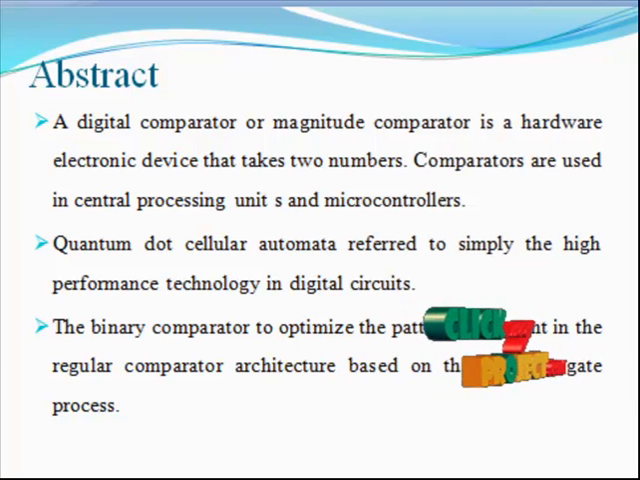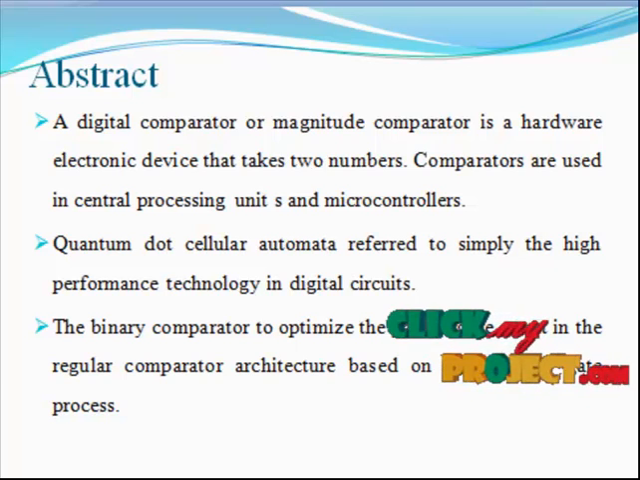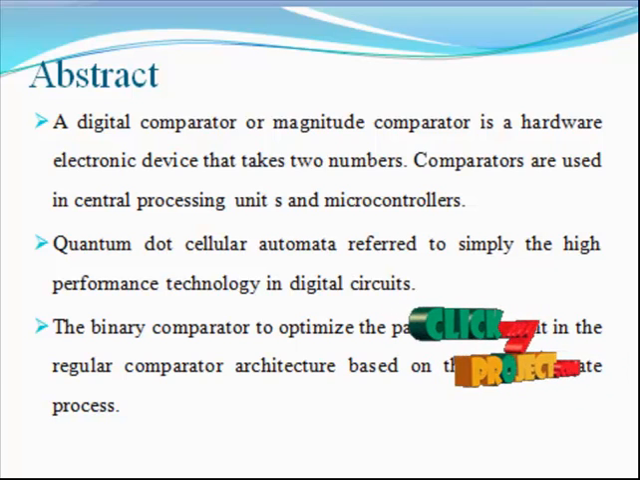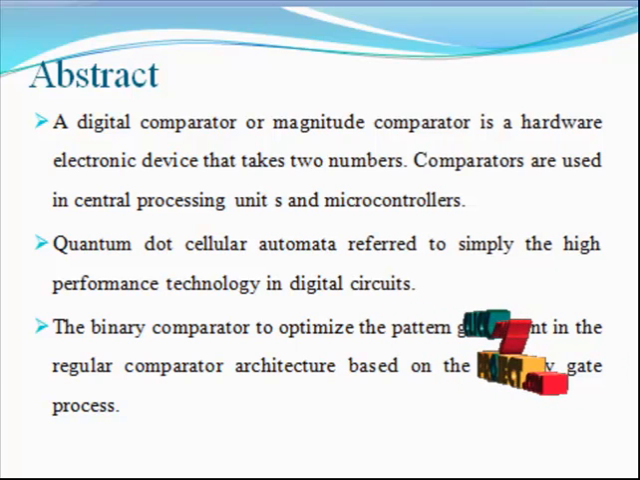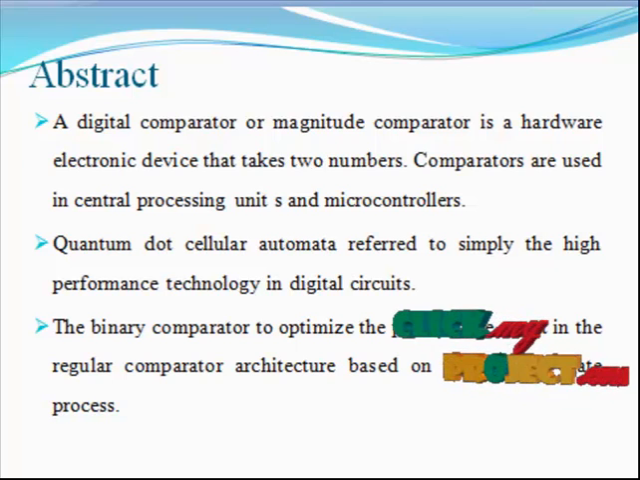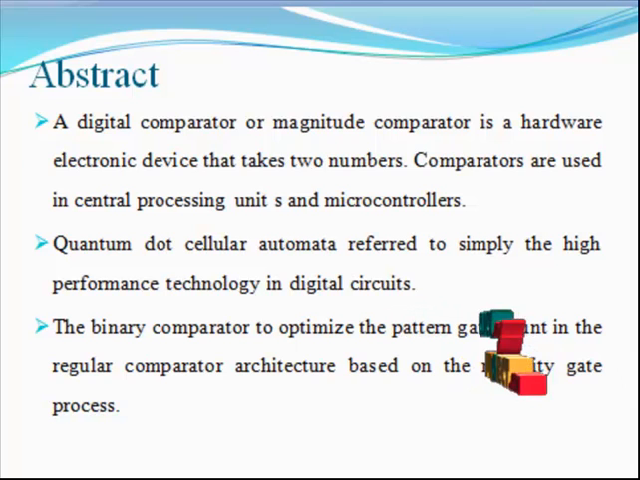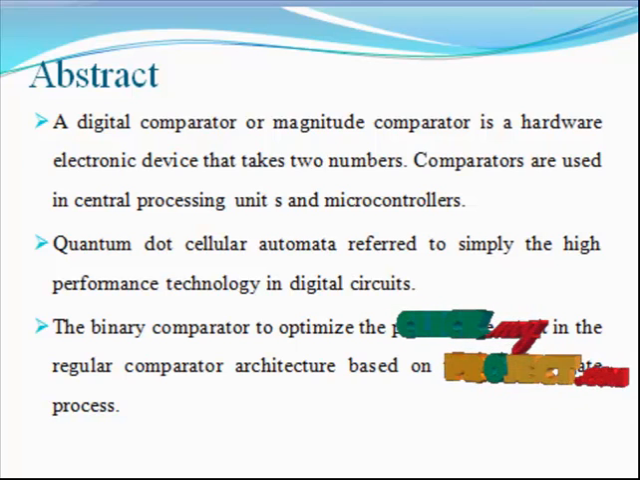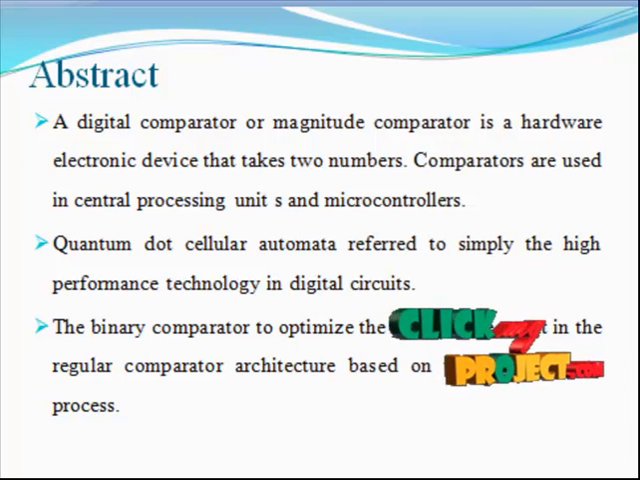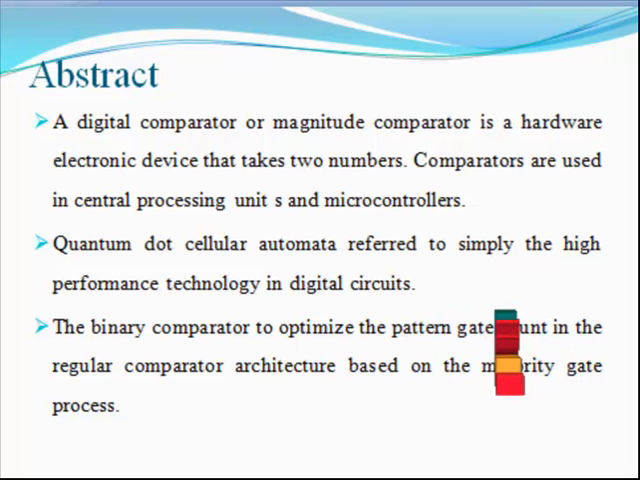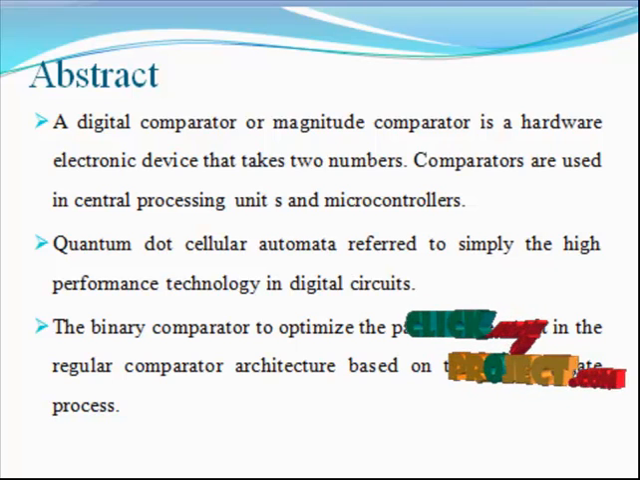A digital comparator or magnitude comparator is a hardware electronic device that takes two numbers. Comparators are used in central processing units and microcontrollers. Quantum dot cellular automata are among the attractive emerging technologies suitable for the development of ultra-dense, low-power, high-performance digital circuits. Efficient solutions have recently been proposed for several arithmetic circuits such as adder, multiplier and comparator.